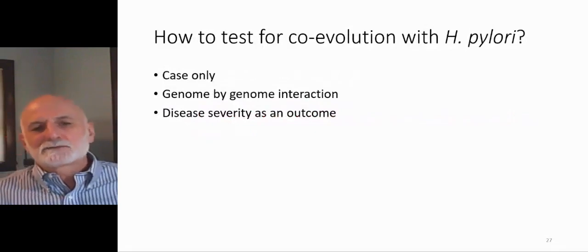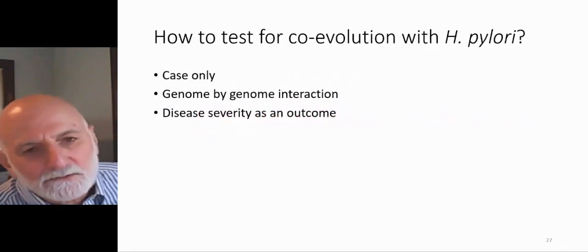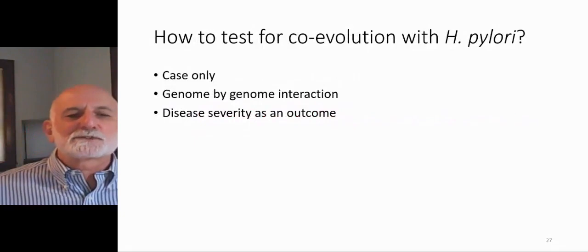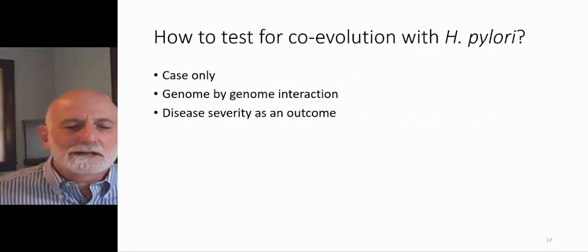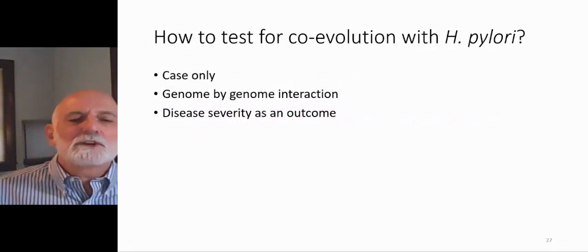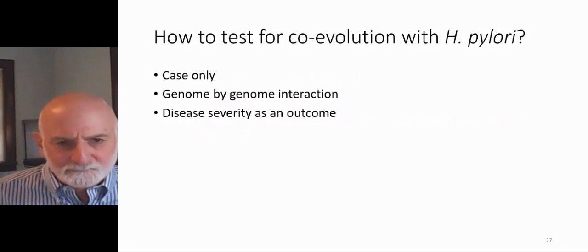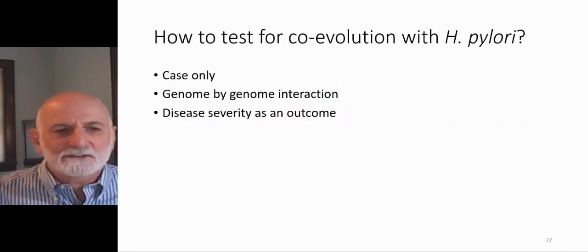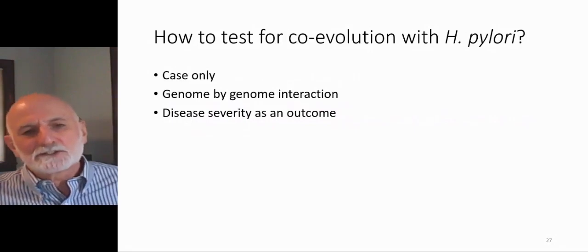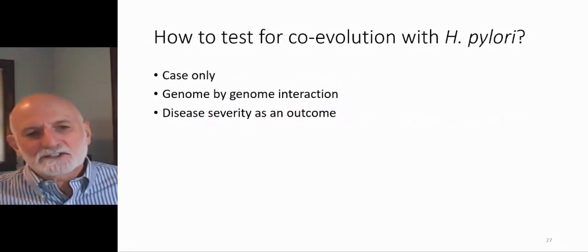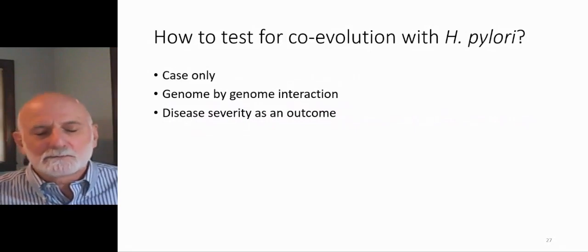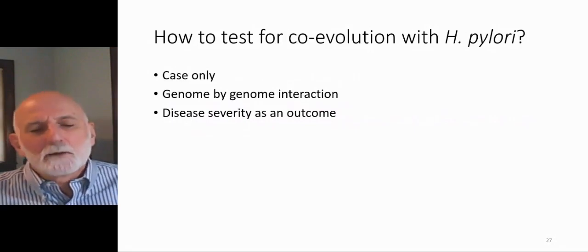So how do we study this? Well, we have to study case only, because we don't know what an individual is exposed to that determines whether or not they get disease. With case only, we know what the strain is, so we can look at genome by genome interaction in those people who are biopsied. And we can use disease severity as an outcome. In this study, we're using that cascade on a scale of 2 to 6, or actually 2 to 5, since we don't have gastric cancer in this study, and ask, what is the severity of disease relative to this interaction?